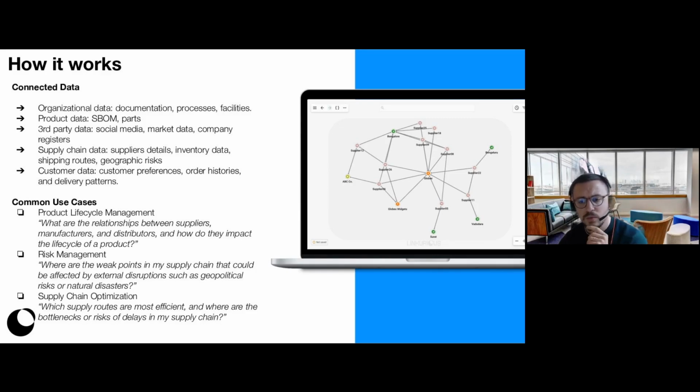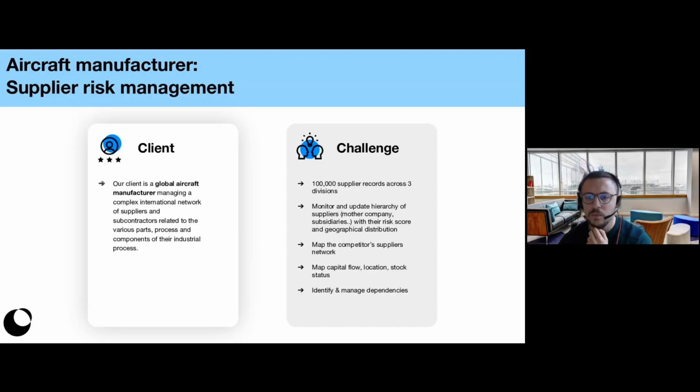Some of the use cases around supply chain are around what we call PLM, product lifecycle management. So what are the relationships between suppliers, manufacturers, and distributors, and how do they impact the life cycle of a product? Risk management. So where are the weak points in my supply chains that could be affected by external disruptions, such as geopolitical risk or natural disaster?